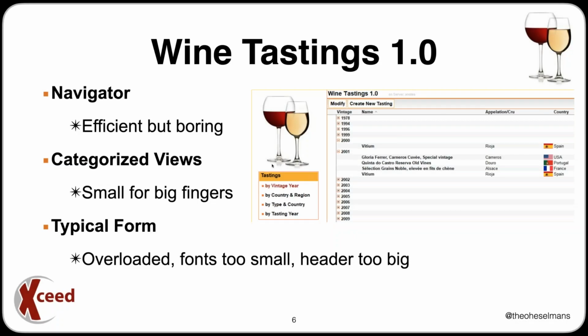Now, this is the original wine tasting app, 1.0, I call it. I mean, it is efficient, but it's rather boring. You have your classical categorized views. You have your navigation on the left-hand side. You've got your forms, which have way too small fonts, and your header is too big, because it's catered for a big screen and not for small fingers to touch with. So I said, we can do better than this.